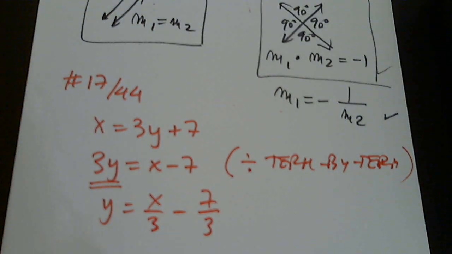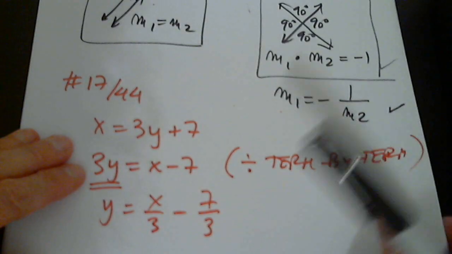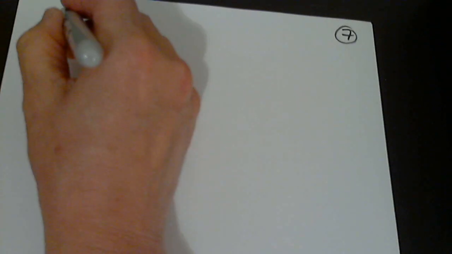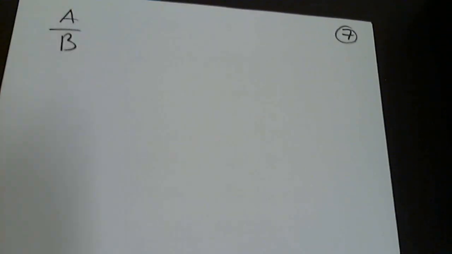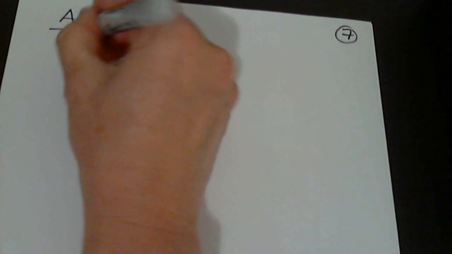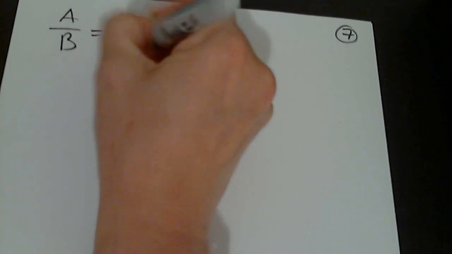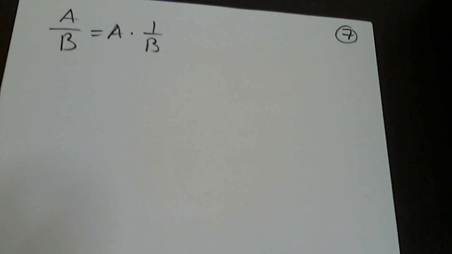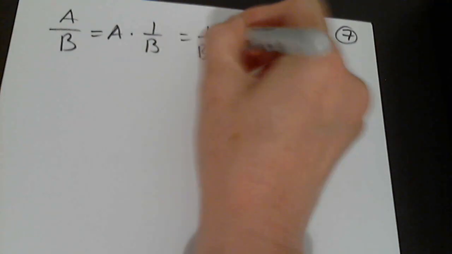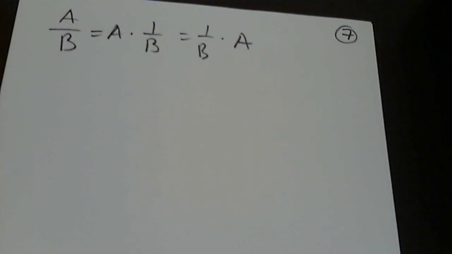Before I continue, I want to just explain something which I need for the entire semester. So we didn't finish this, but I need to explain something, and I'll come back. So when I write a over b, I can write a times 1 over b. I can write 1 over b times a. They all mean the same.